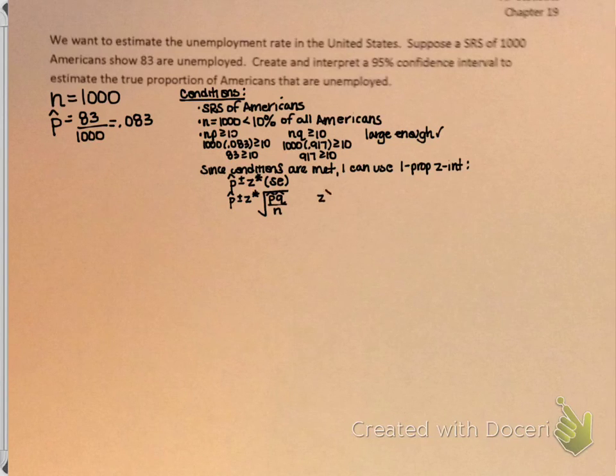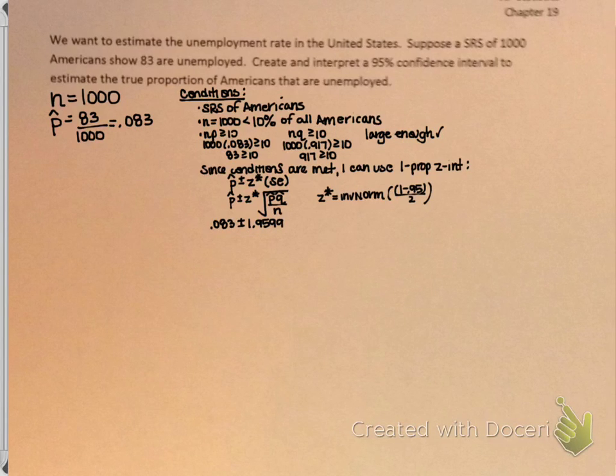So my z star, remember I can use the table in the back of my book, or I can use my formula sheets, or I can actually use my calculator. So since I want to be, I think this says 95% confident, I'm going to do my inverse norm of, so for me, 1 minus 0.95 divided by 2. Or I can just look back a couple pages in my notes, because I already did this one. So my p hat, value I care about, 0.083, plus or minus z star, for this, is 1.9599.